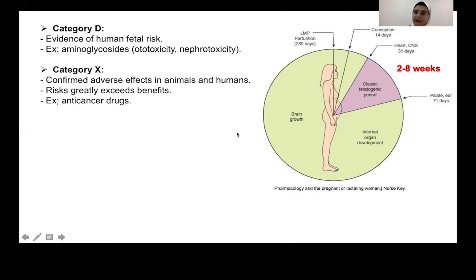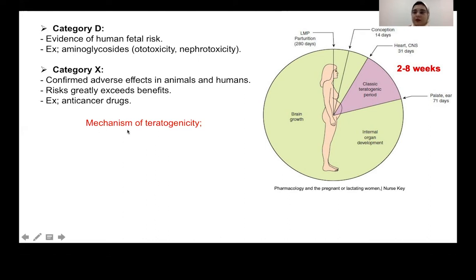Okay, again, I want to remind you about the most dangerous time for exposure to any drug, from the 2nd to 8th weeks of gestation. As you can see here, it's the time for development of the main body organs like the heart and the skin.